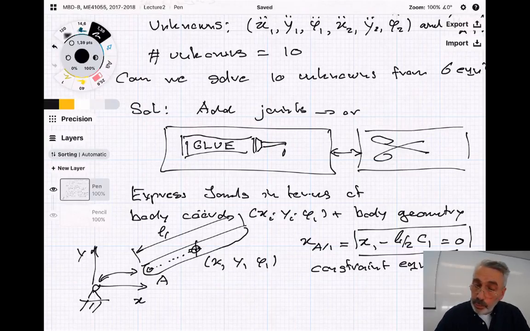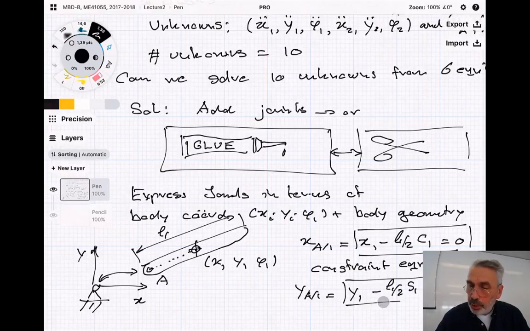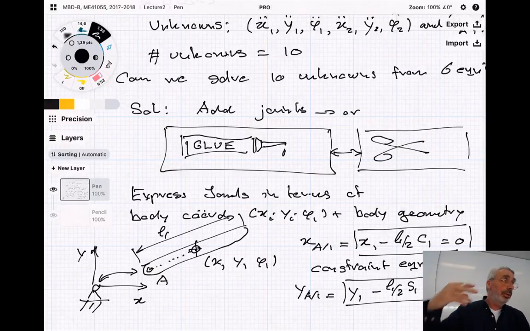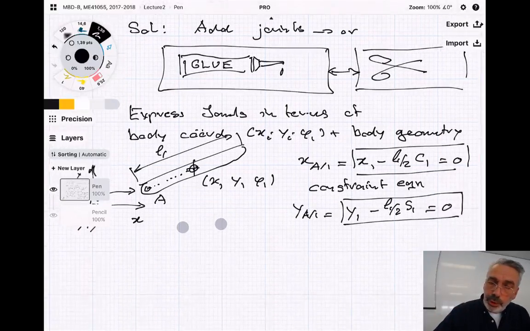And the same we can write for the y-coordinate. When we look at body 1, then that is y1 minus L1 over 2 sine phi 1. And that should be in the origin. So we have a second equation. So for every cut we made, a horizontal cut or a vertical cut, we come up with an equation. So that was joint A.